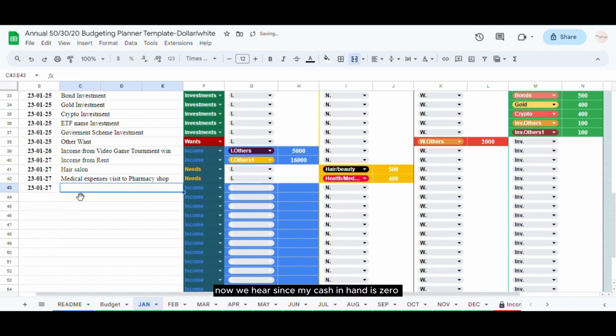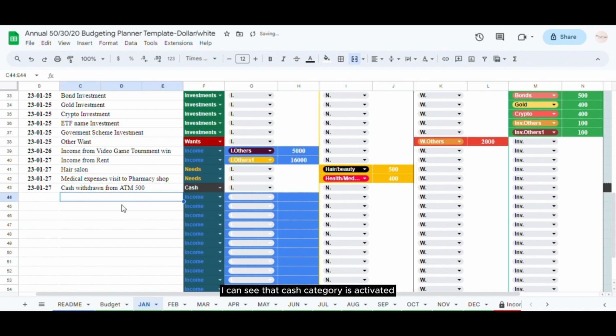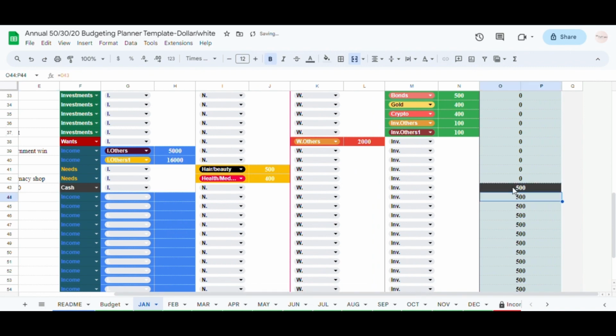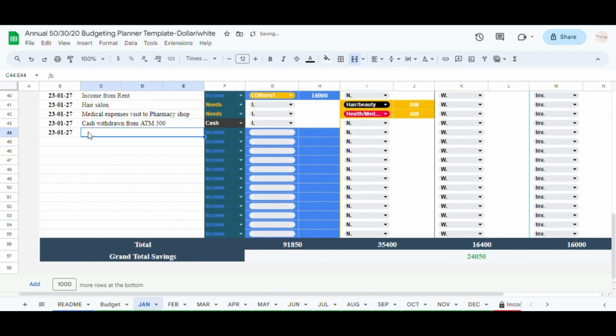Now here, since my cash in hand is 0, I have withdrawn the money from the ATM. So I will add cash withdrawn from ATM. I will add 500 and I will select the category as cash. Now you can see that the cash category is activated. I will add directly here 500. You can see that for the remainder of the month, I have a cash in hand of 500.